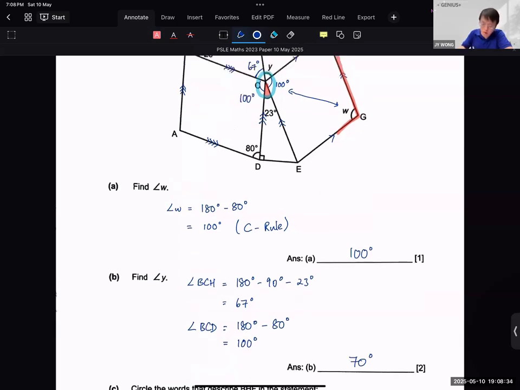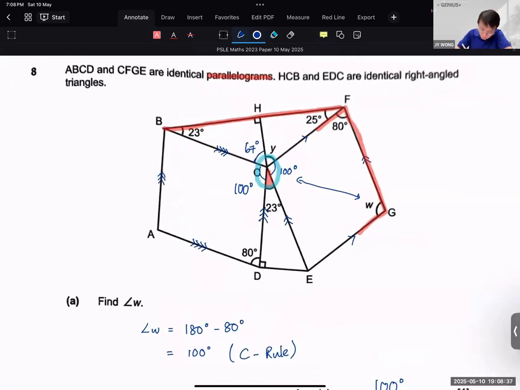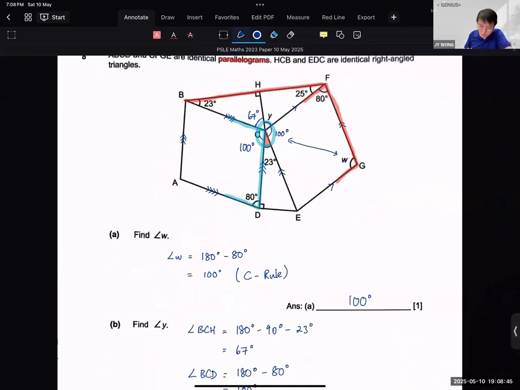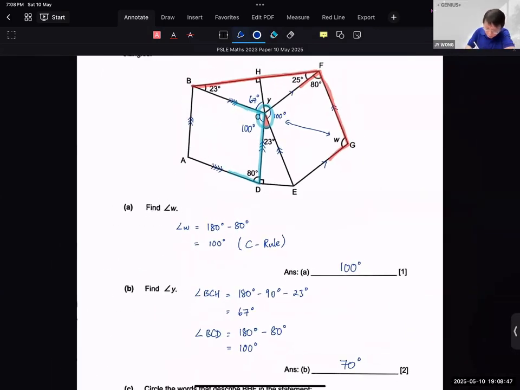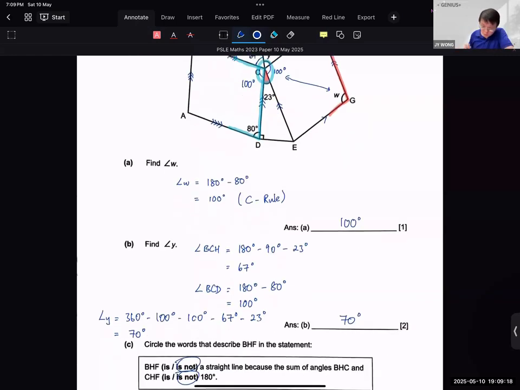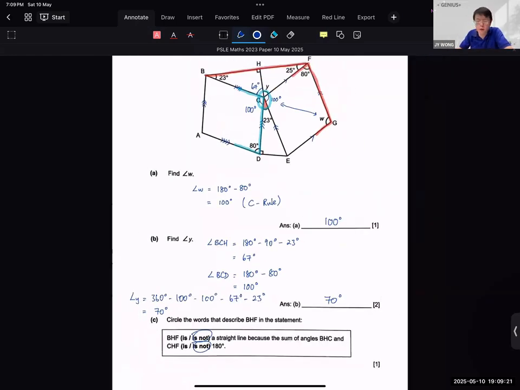So this is where the labeling of the second pair of parallel lines is also important. You need to be able to see this pair of interior angles. And then the 23 is given. And so now you can find angle Y. Angle Y is equal to 360 degrees minus 100 degrees minus 100 degrees minus 67 degrees minus 23 degrees. And that's why you get back 100 degrees. Not 100 degrees, you get back 70 degrees. My math is not mathing today. So you can only use sum of angles at a point here.